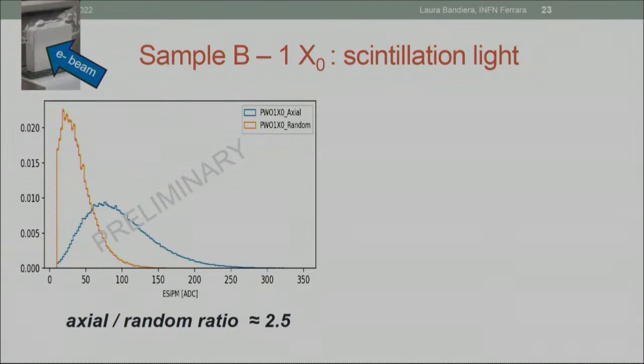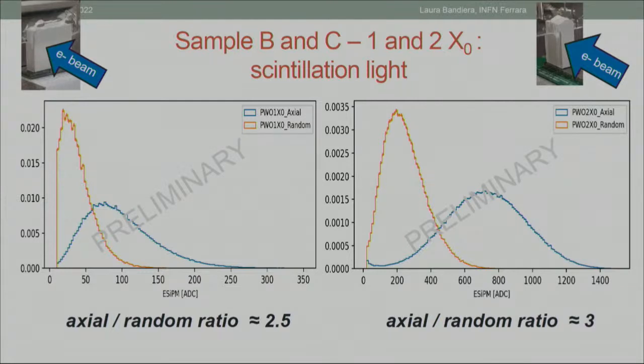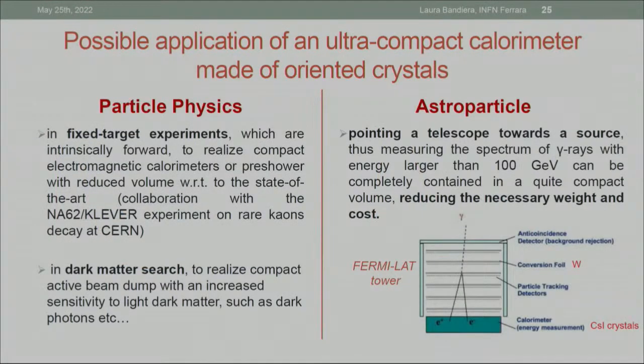Then we see again the enhancement of the signal of the silicon photomultiplier, and in this case the axial-to-random ratio is 2.5, and we did the same for the two radiation length crystal, and we obtain a factor of 3 of enhancement. So clearly the shower is accelerated in macroscopic crystals. Even if they are not perfect crystals, they behave quite well in this direction.